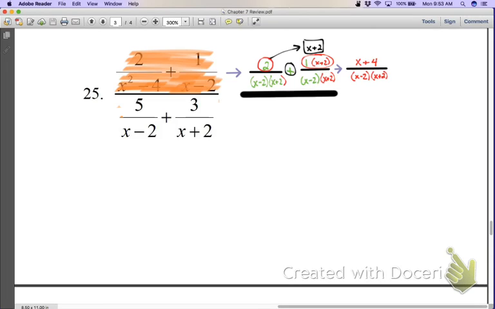I have 5 over x minus 2 plus 3 over x plus 2. So what does this first fraction need? An x plus 2. So I'm going to take the 5 and I'm going to have x plus 2 and an x plus 2. What does the second fraction here need? An x minus 2, right? And an x minus 2. So then I'm just going to rewrite it here to where I'm going to have 5x plus 10 and then 3x minus 6, and all of that is over x minus 2 and x plus 2.